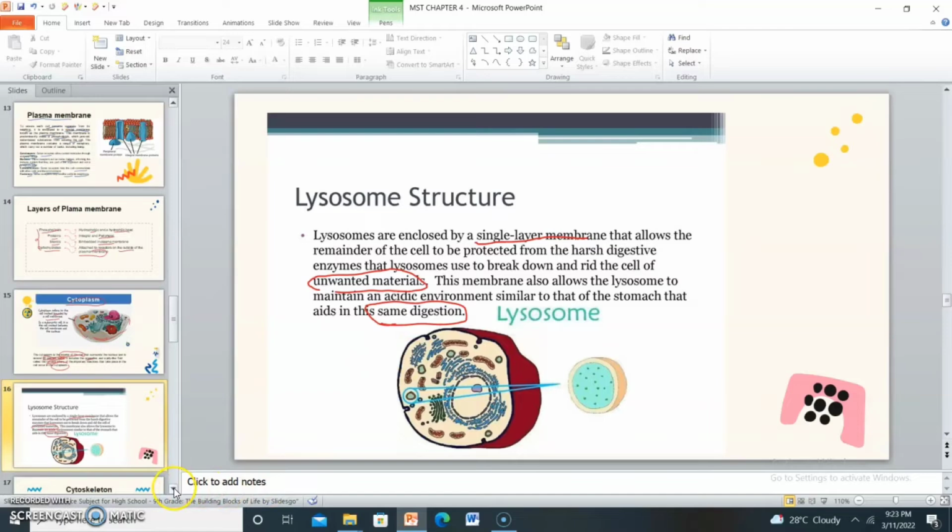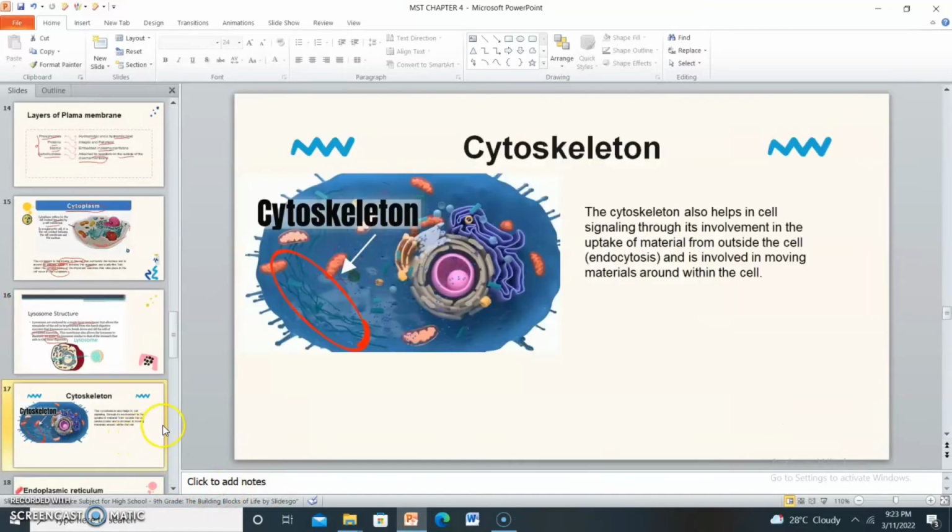The next one is the cytoskeleton. Cytoskeleton also helps cell signaling through its involvement in uptake of material from outside the cell, so endocytosis. It is involved in moving materials around within the cell.